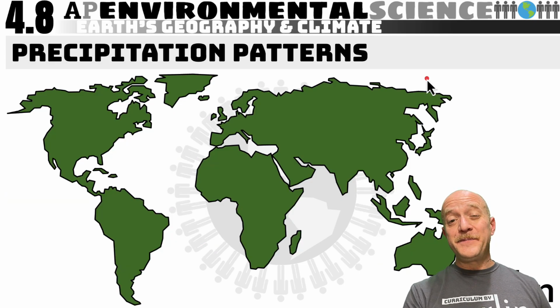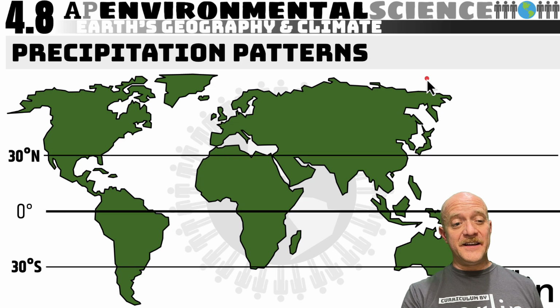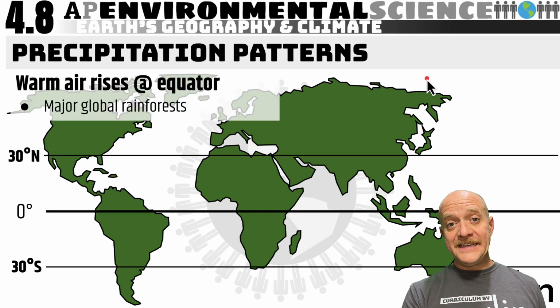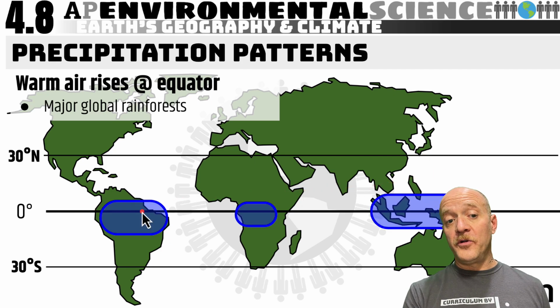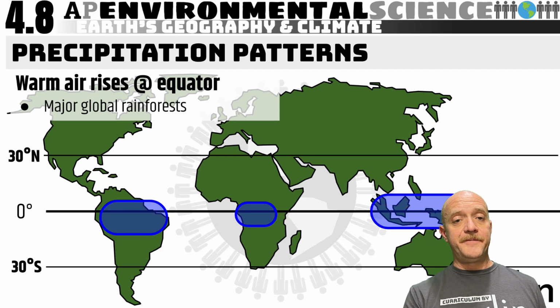So we have some precipitation patterns on Earth that we have discussed. Remember, the warm air is rising at the equator, so that's where we're going to have a lot of rainfall when that air cools. And that's where we have our global rainforests. We have the Amazon, the Congo, and Indonesia and Malaysia.